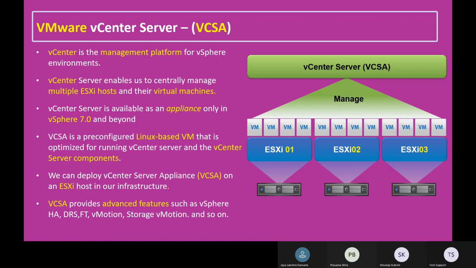And vMotion. The name itself says it. Motion is nothing but movement. So vMotion we can also call virtual machine migration. We can migrate a virtual machine from one ESX host to another ESX host. That is one of the key features we have in vCenter server. There is another feature called Storage vMotion, which means moving the virtual machine from one ESX datastore to another ESX datastore.